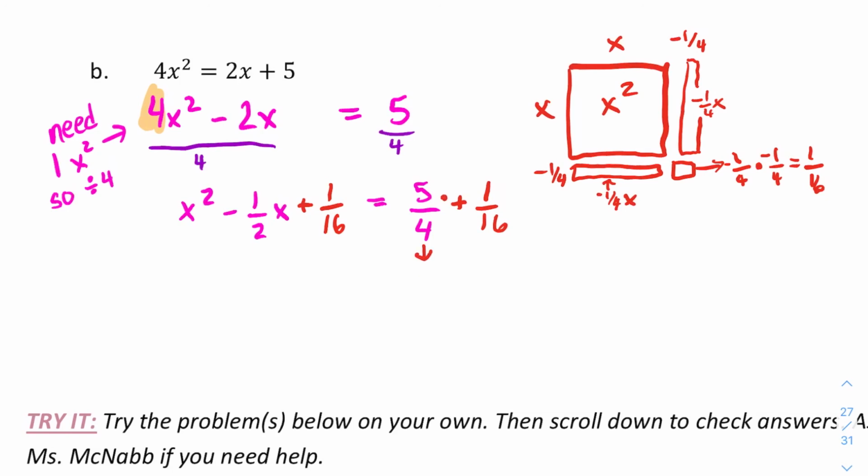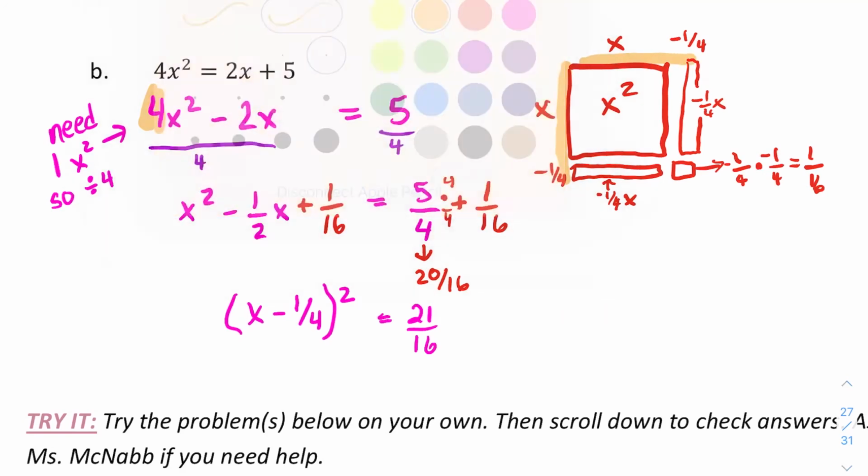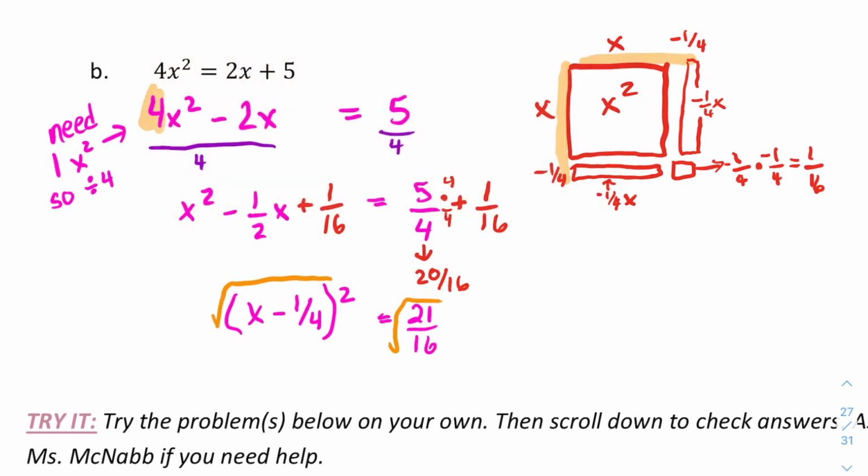So let me get a common denominator here. I could multiply that 5/4 by 4/4. You are going to want to leave these in fraction form. Don't try and turn them into decimals or it's going to get messy later on, because we want exact values, not rounded off values. So I rewrote it as x minus 1/4 squared because it was side length x minus 1/4, and then take the square root of both sides.